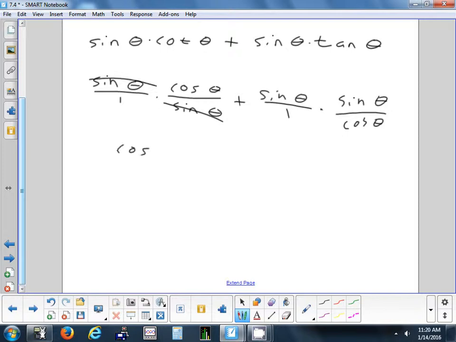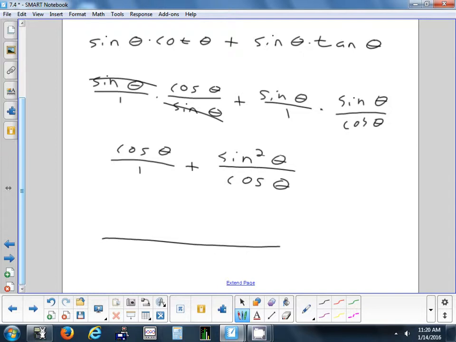All right, so now we have cosine over 1. And what's my other fraction? Sine squared over cosine. All right, so now we've done changing to sines and cosines. That trick's not going to do anything else, because that already is sines and cosines. What trick could we use now? Common denominator. Yeah, let's find a common denominator.